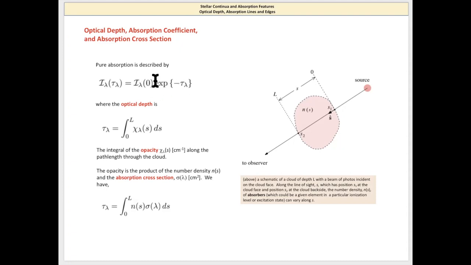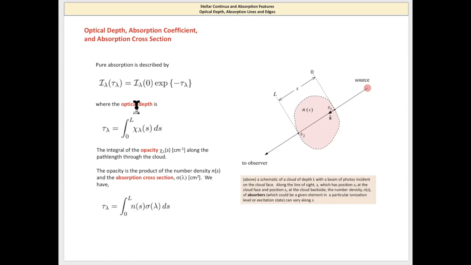Okay. So this equation has to be solved at each wavelength. Or better yet, it becomes a function of wavelength. Okay, I0 is the incident radiation on the face of the cloud, and I lambda is what you observe coming out the back end of the cloud. Incident radiation at 0, e to the minus tau, the behavior of how the flux is reduced.